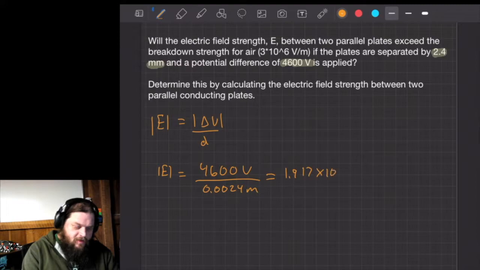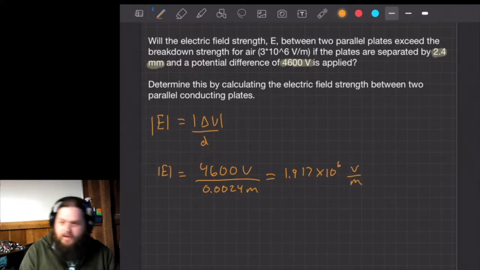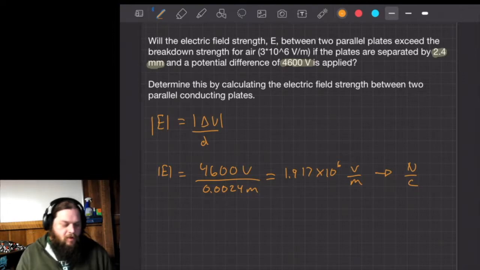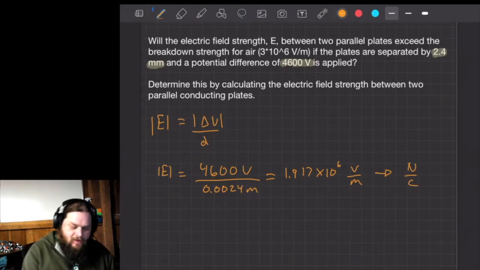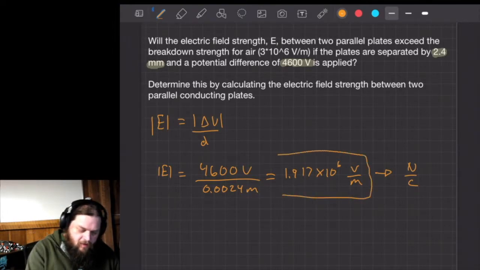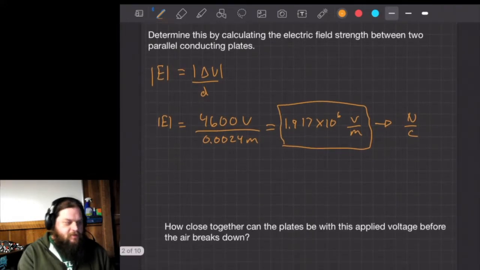That's 1.917 times 10 to the 6. I'm going to use the units here, volts per meter. It's really the same thing as newtons per coulomb. It's just that since we're dealing with voltage here, we're going to use that. So that's going to be the electric field in this case between those plates.